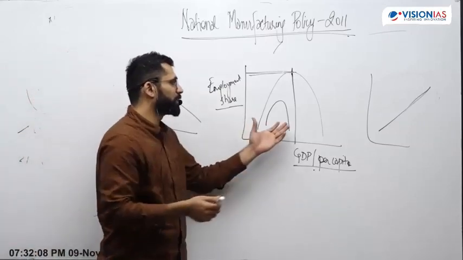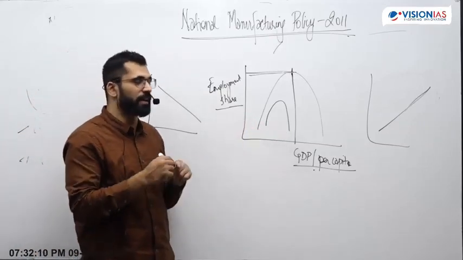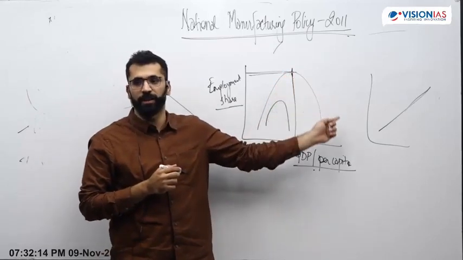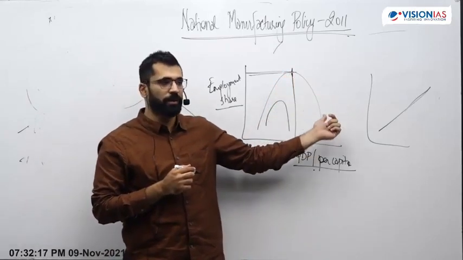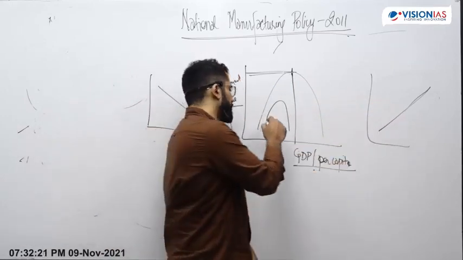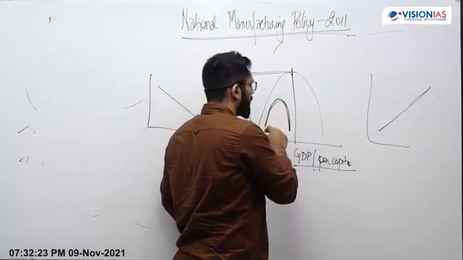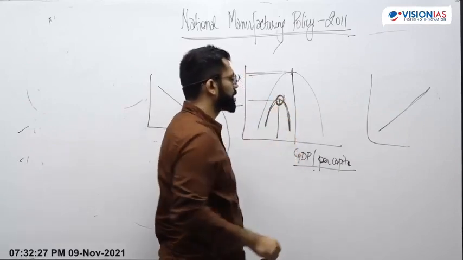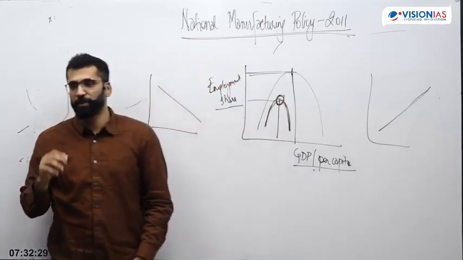So this is what premature deindustrialization is. Normally, as countries grow, the employment share of manufacturing will increase. After a point it will decrease because you no longer have the advantage, so people will be shifted to the services sector. But in India, this happened differently. Not only did we have a lesser employment share, but we also peaked at a very low GDP per capita. Our peak came very early.